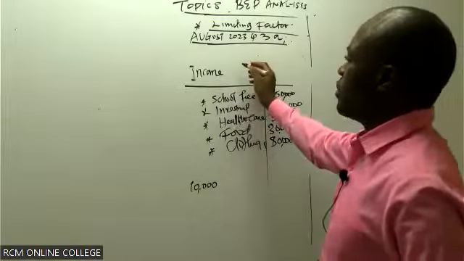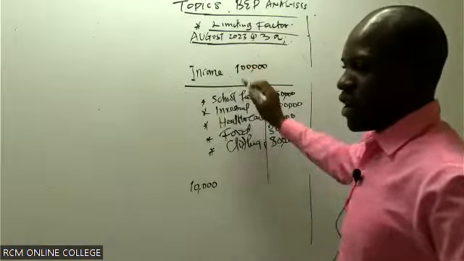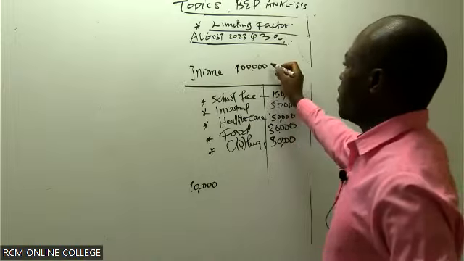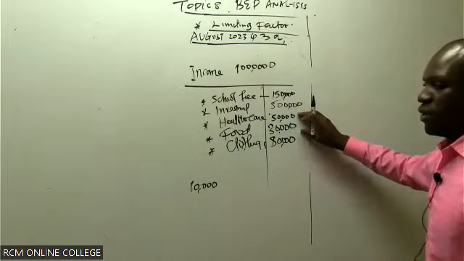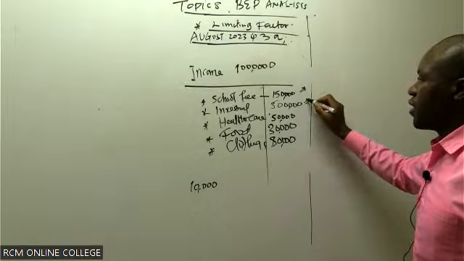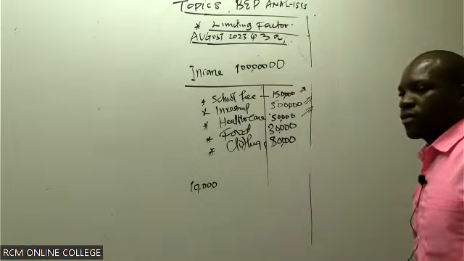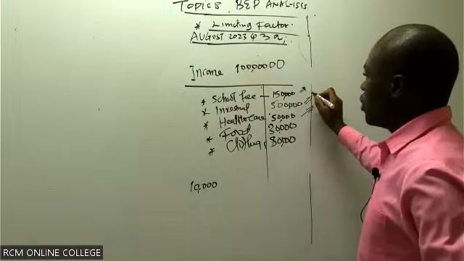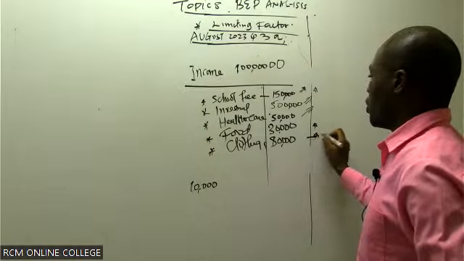Do you think their income is equivalent to 100,000? No. What about if this one is increased to this? What will happen to this person? They'll have to increase the share of all these things. What about if another 0 is added? Will they retain these amounts? No. They are going to increase the proportion that is going to all these options.